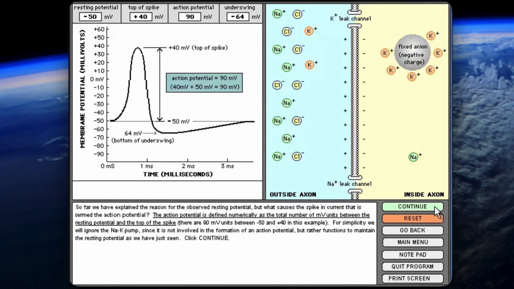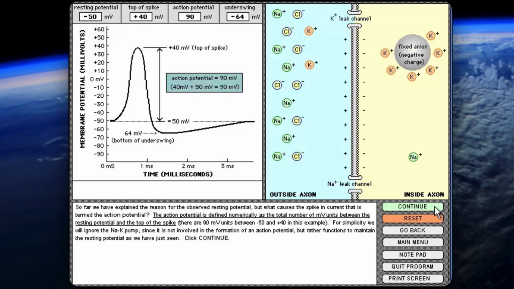So far, we have explained the reason for the observed resting potential. But what causes the spike in current that is termed the action potential? The action potential is defined numerically as the total number of millivolt units between the resting potential and the top of the spike. There are 90 millivolt units between -50 and +40 in this example.